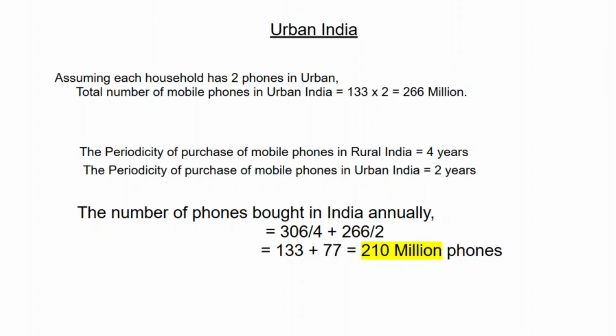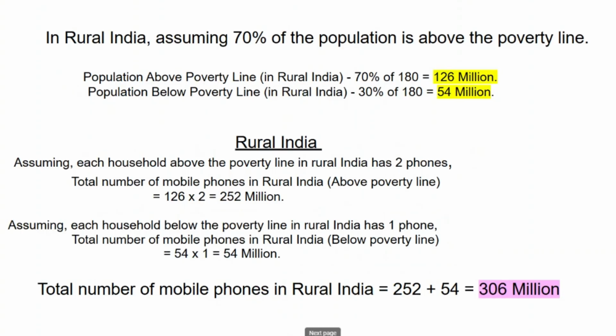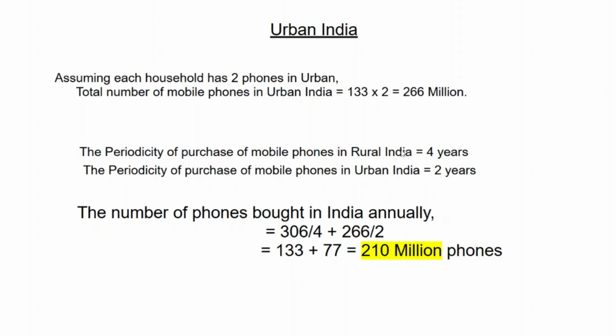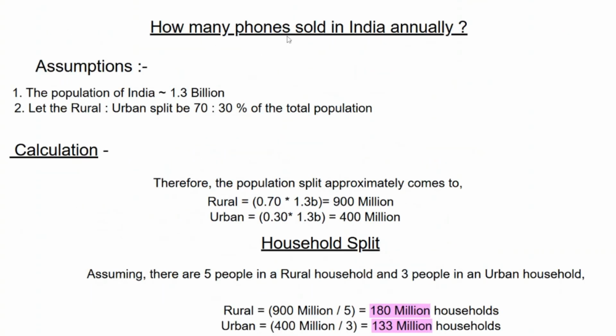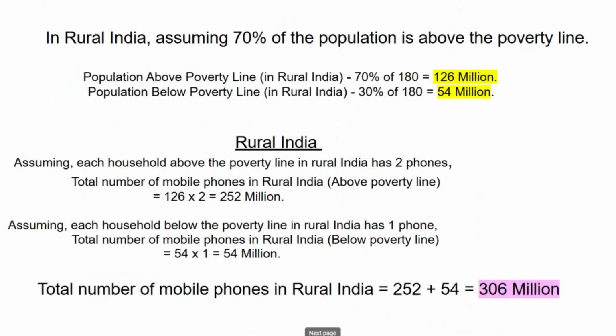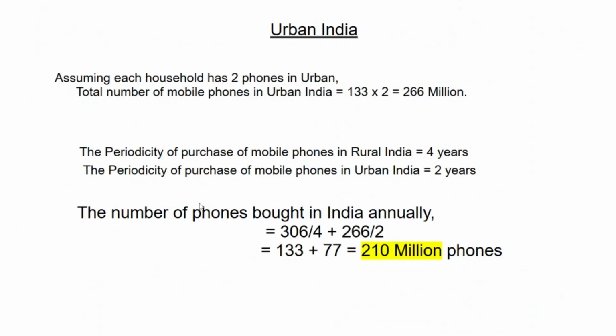Now, what most of the people would do is they would combine this total number of phones in urban, which is 266 plus 306 million. Combining these two, they will calculate the total number of phones. But what is asked in the question? It is asked how many phones are sold in India on the annual basis. So we need to calculate it on the annual basis, and for that we need to consider what? We need to consider periodicity of purchase also, because there is a replacement of phones also. People repeat, they buy different phones, because every other day there are different mobile phones which come in the market.